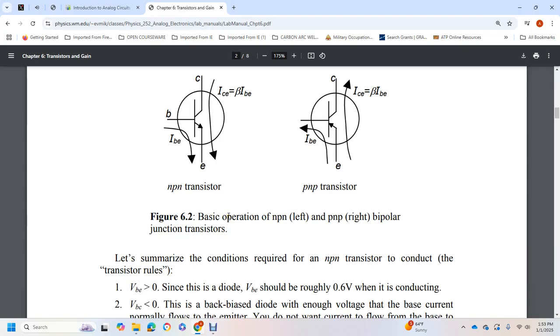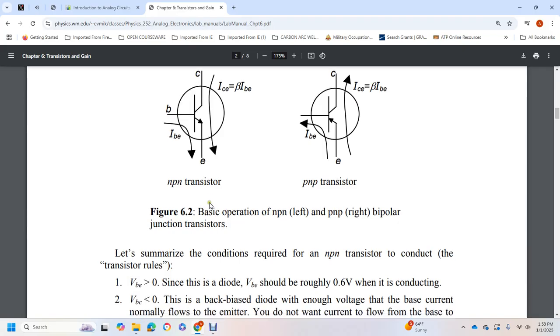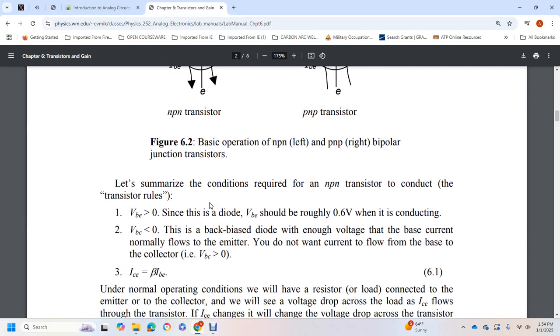Let's summarize the conditions required for the NPN transistor to conduct, the transistor rules. The base-emitter voltage must be greater than 0, since it is a diode, with the base-emitter voltage roughly 0.6 volts for conduction. The base-collector voltage is less than 0, a back-biased diode, so that the base current flows normally to the emitter. We do not want current to flow from the base to the collector. The collector-emitter current is equal to beta times the base-emitter current.